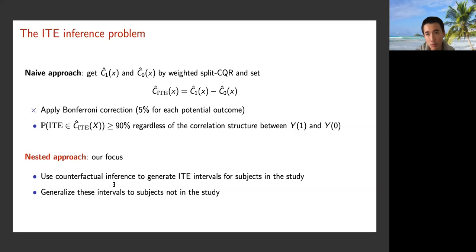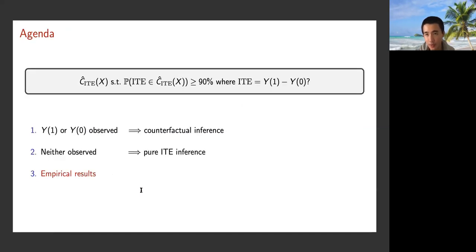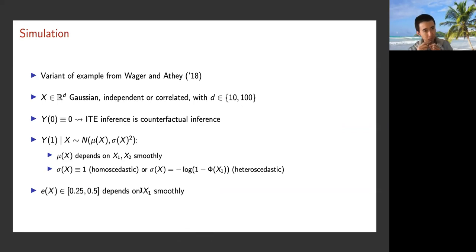In our paper, we also propose some other approaches which can achieve this goal, but I will skip that because that's a little bit delicate. So the punchline is that once you get a valid counterfactual inference tool, then you can easily turn that into an ITE inference tool. Okay, so now let's get into the empirical results, which you may find surprising. So let's go slow here.